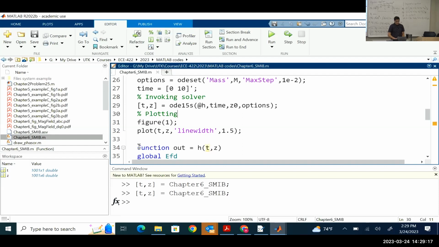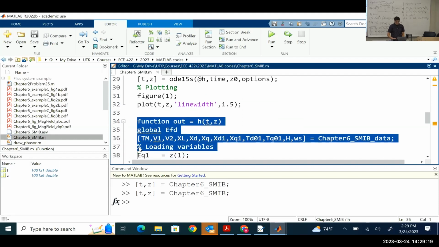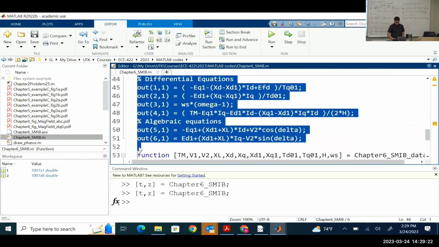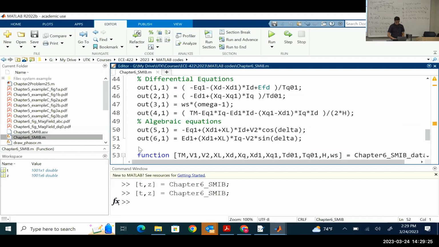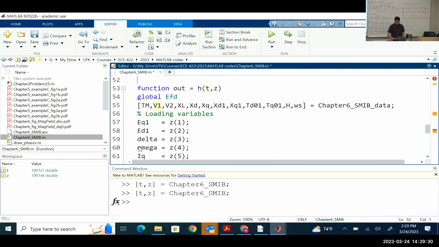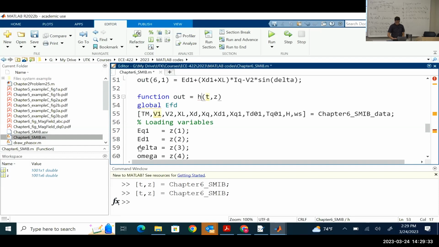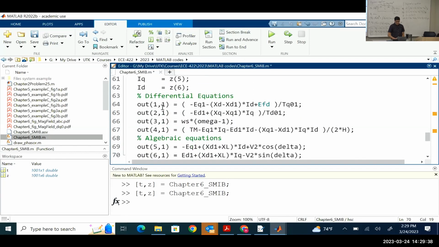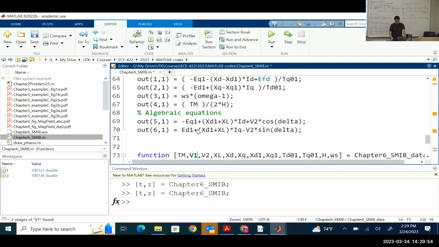So what we're going to do, the easiest thing, we copy this function, and we're going to create the equation during the short circuit. So this function will not be the same. This is going to be H during the short circuit. And during the short circuit, everything is the same except the electrical torque here is going to be zero. So the machine speeds up there.